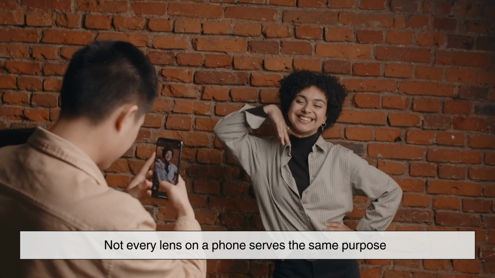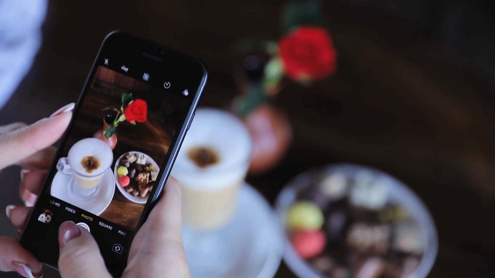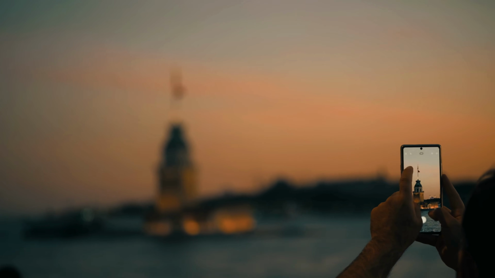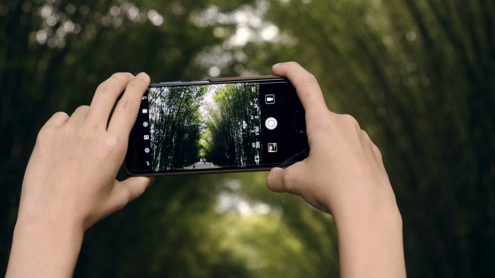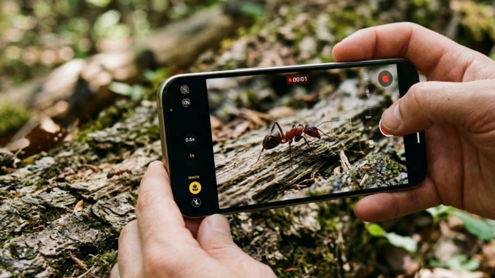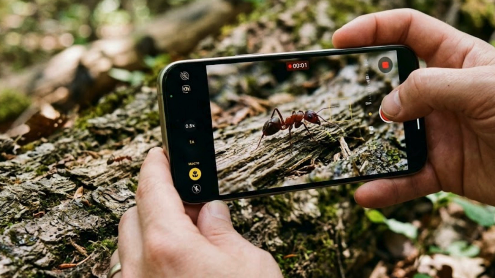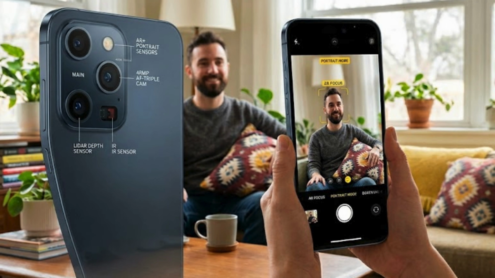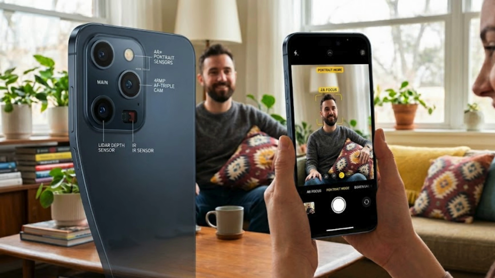You may have also noticed that not every lens on a phone serves the same purpose. The main camera is usually the most powerful and handles everyday photography. The telephoto lens specializes in zooming. The ultra-wide lens captures more of the scene. Some phones include macro lenses for close-up photography, allowing users to photograph tiny details such as insects, flowers, or textures. Others may include dedicated depth sensors or specialized cameras designed to improve portrait effects and augmented reality experiences.